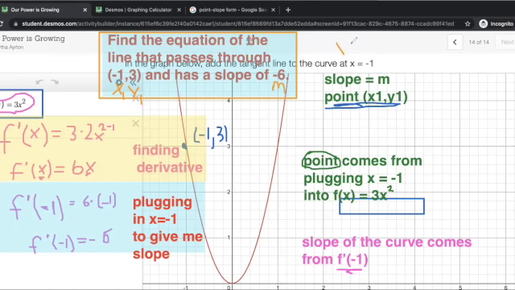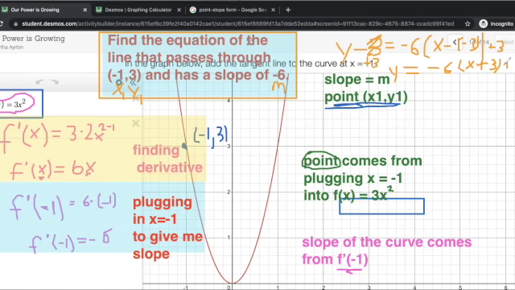So I'm going to have y minus 3 is equal to -6 times x minus -3. So y is going to be equal to -6 times x plus 3, plus 3. If I clean this up just a little bit, I'd add 3 to both sides to get y by itself. It zeroes out and leaves me with just y.